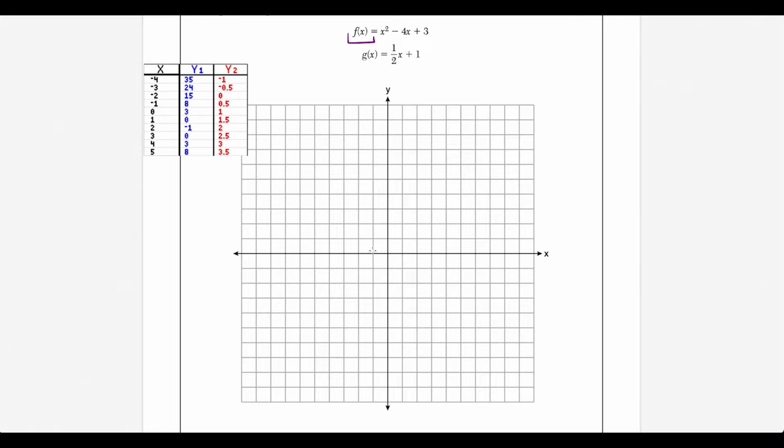So the first point we could probably plot here is -1, 8. So we go over here 1, and then we're going to go up 8 units like this. And then next we would have 0, 3 bringing us here. So we're going to be at this point, and then we'd be at the point 1, 0, and then 2, -1. And then we're going to have 3, 0, and then we have 4, 3. So this is going to have symmetry now because our vertex is going to be at 2, -1. And then the last point we'll look at here is at 5, 8. So now I'm just going to connect these as best as I can.